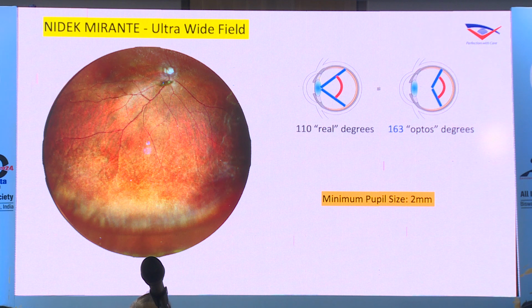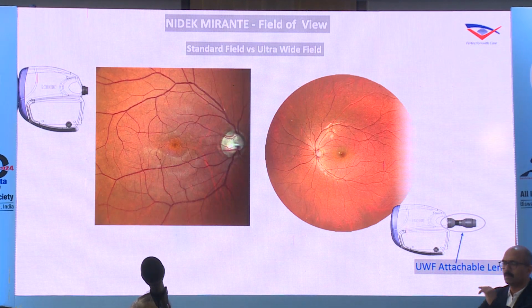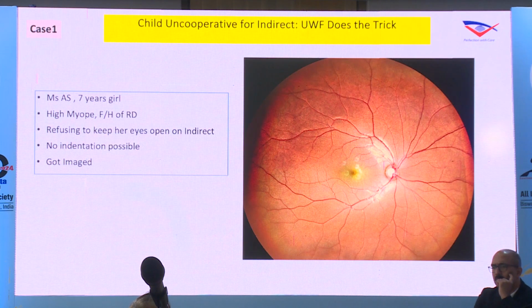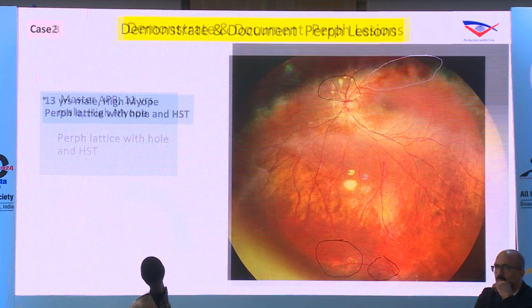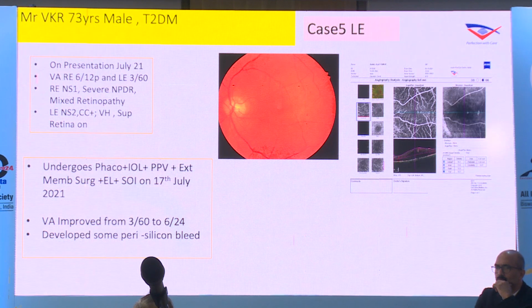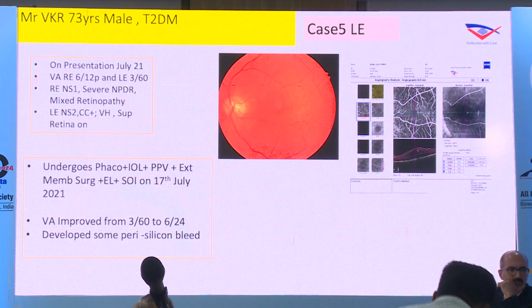So this is a normal image on a small pupil. This is how a standard image of Mirante looks, and this is what a wide field image of Mirante looks like. Here, an uncooperative child, 7 years old, did not allow me to do an indirect ophthalmoscopy, and we were able to pick up and document peripheral lesions. I'll go on to my talk on diabetic retinopathy very soon. I'll present 3-4 cases where this actually changed the way we were treating our patients with diabetic retinopathy.